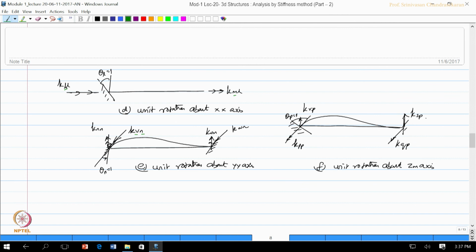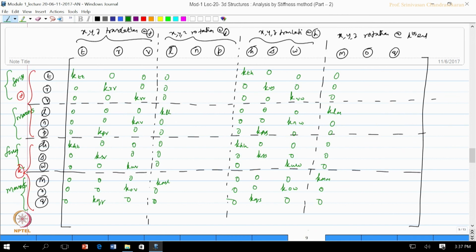V, N, O and W are invoked. Okay. So, V, N, O and W are invoked, remaining all are 0. Similarly, corresponding to O it will be KVO, KNO, KWO and KOO.